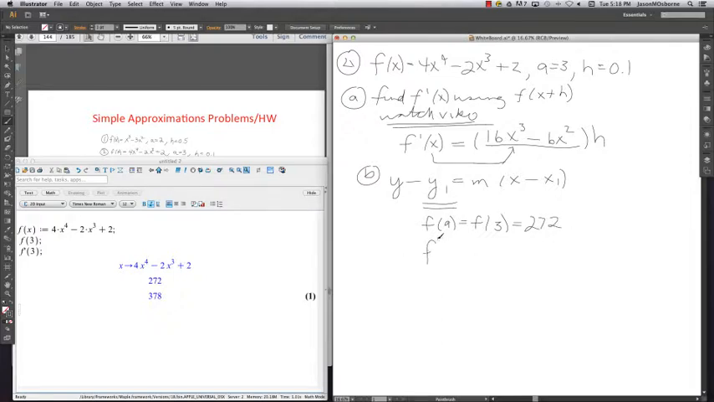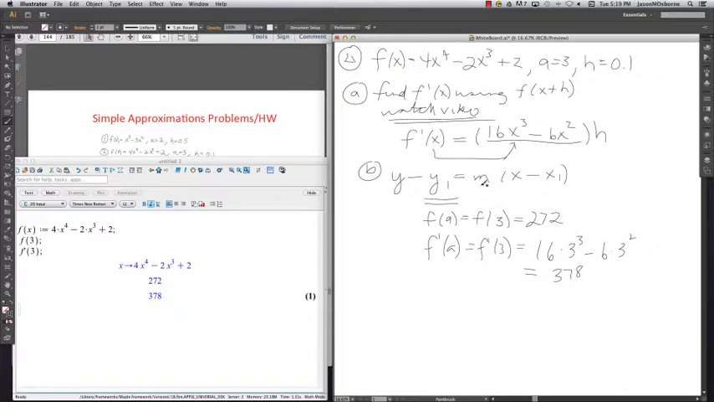And when you find f prime of a and you put 3 into your derivative function, that would be 16 times 3 cubed minus 6 times 3 squared. You will find that that comes out to be 378. So you have all the necessary pieces now. M, the slope, is f prime of a. So now we know our tangent line is y minus 272 is equal to 378 times x minus 3.